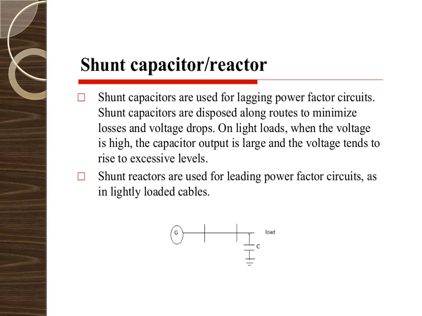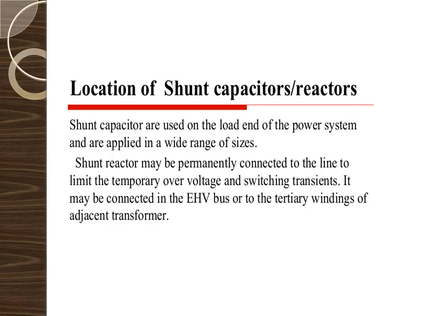Shunt capacitors are used for lagging power factor circuit. Shunt capacitors are disposed along routes to minimize the losses and voltage drops. On light load, when the voltage is high, the capacitor output is large and the voltage tends to rise to excessive levels. Shunt reactors are used for leading power factor circuit as slightly loaded cables.